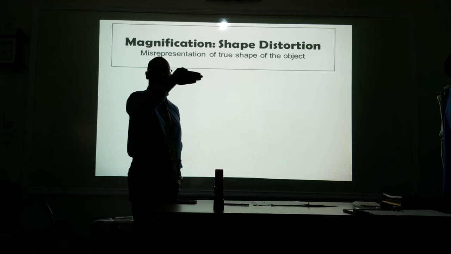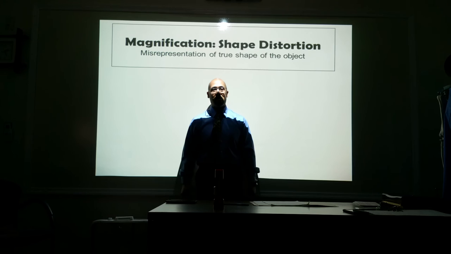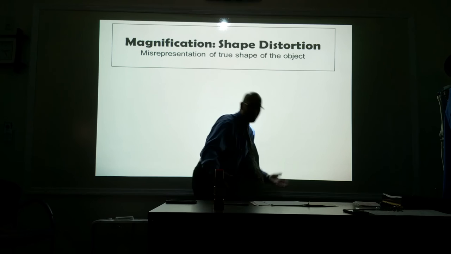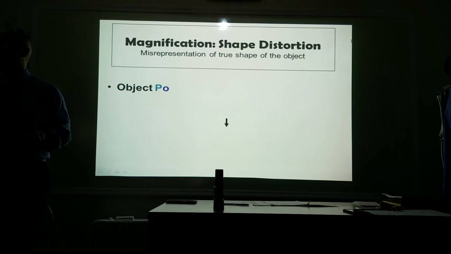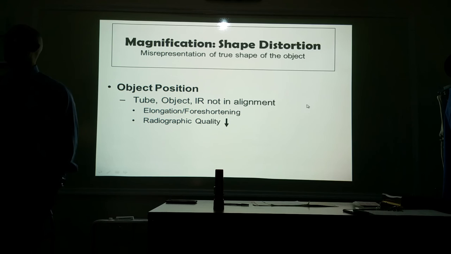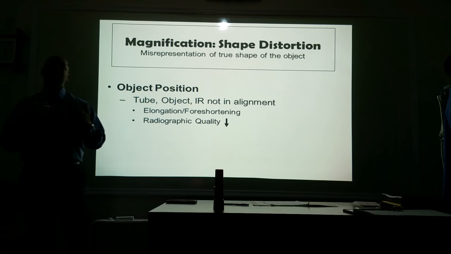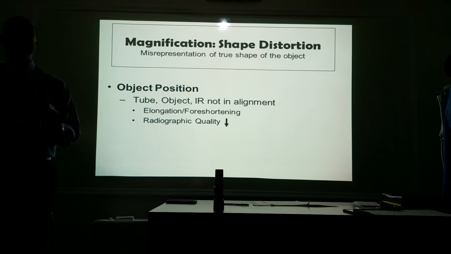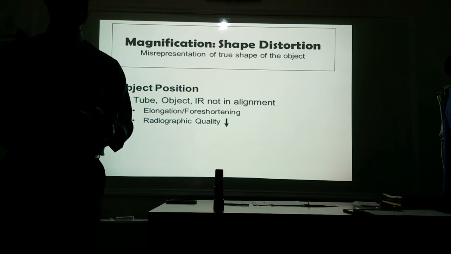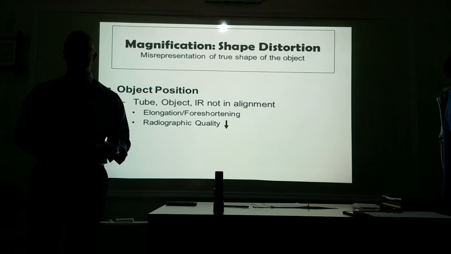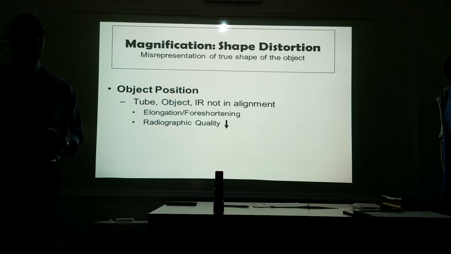We don't take all our x-rays like this. This is just ridiculous. We do our patients in different positions, okay, to get the body part flat. If you can't get the body part flat, this is what you end up getting: shape distortion. Shape distortion happens when there is a misalignment or an angle in your x-ray tube, the image receptor, or the body part. It will result in either elongation or foreshortening.